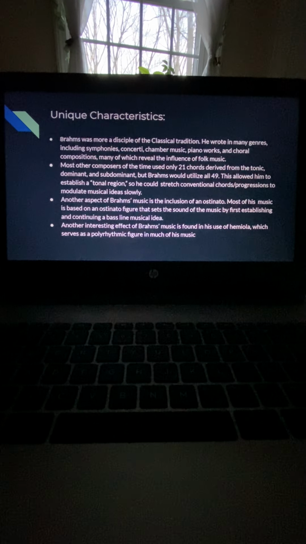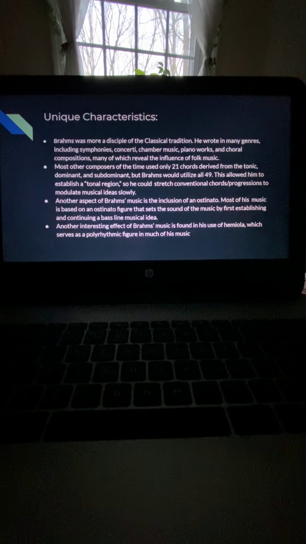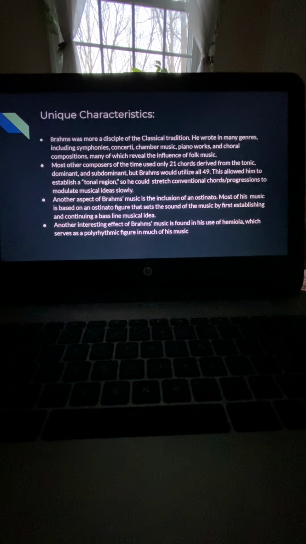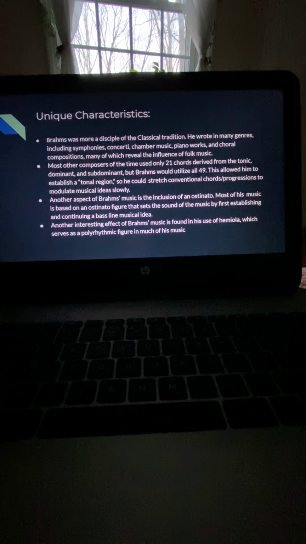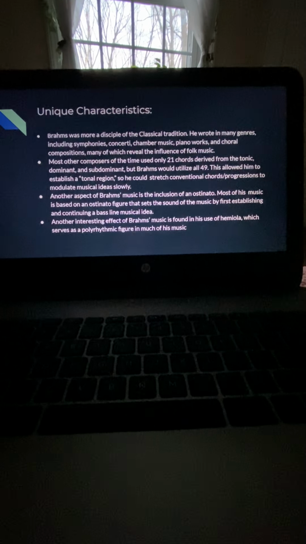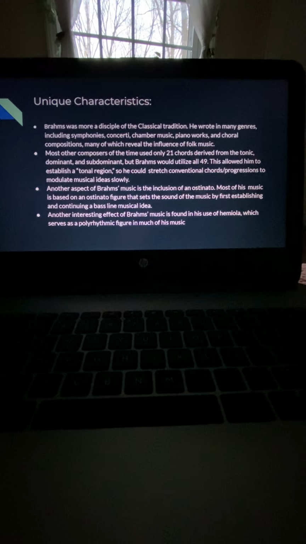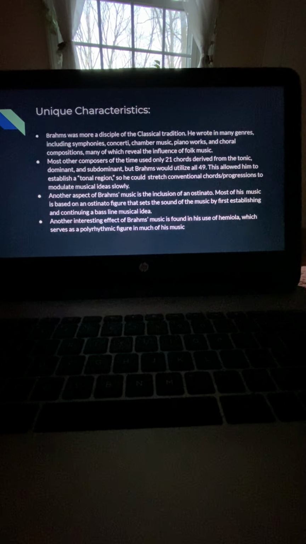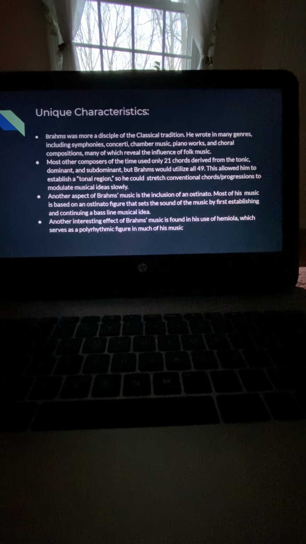Another aspect of Brahms's music is the inclusion of an ostinato. Most of his music is based on an ostinato figure that sets the sound of the music by first establishing and continuing a baseline musical idea. Another interesting effect of his music is found in his use of hemiola, which serves as a polyrhythmic figure in much of his music.